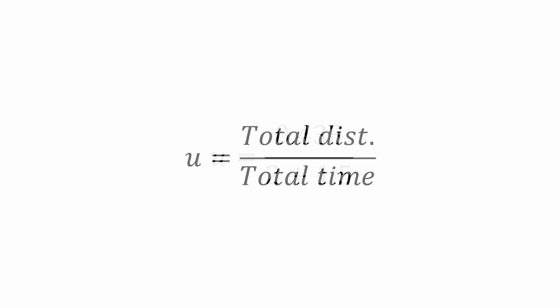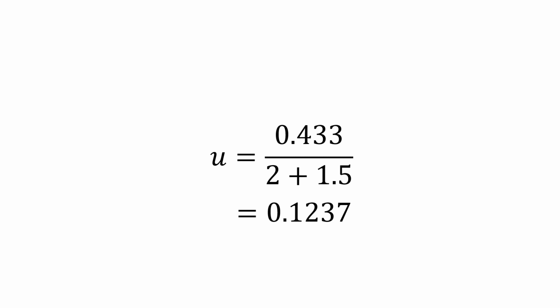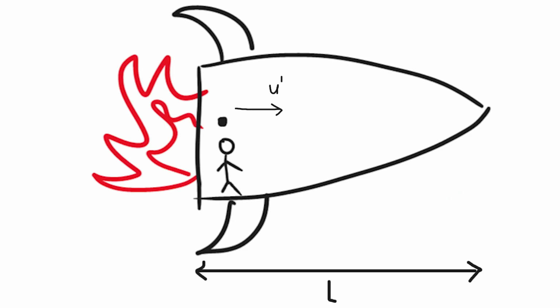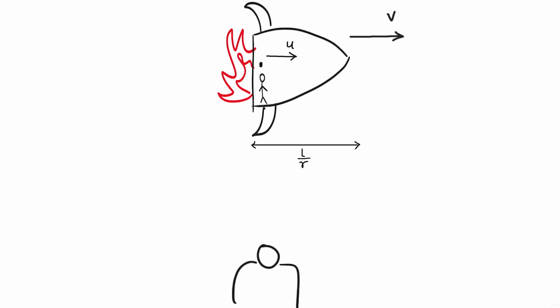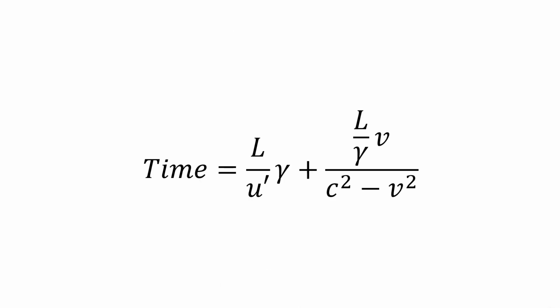So the speed of u would equal 0.1237 c, and the final speed of the projectile would be 0.9897 the speed of light. All added velocities have to be adjusted into the stationary observer's frame of reference. When the stationary observer gazes at the rocket, they would notice the projectile in the rocket traveling a distance of L over gamma, and the time taken to travel that distance by the projectile would be L over u prime times gamma plus length of rocket times speed of rocket over c squared minus speed of rocket squared.